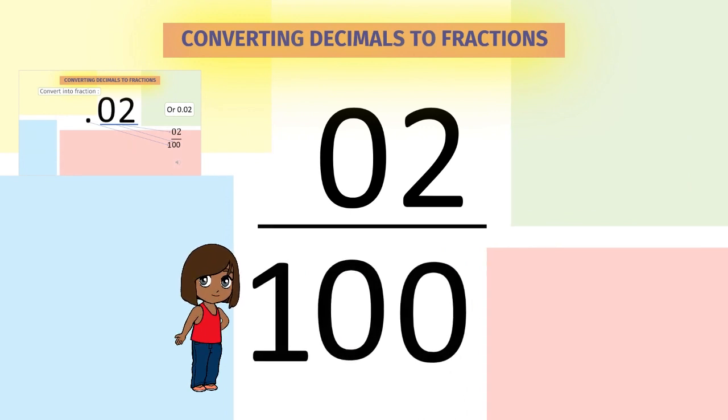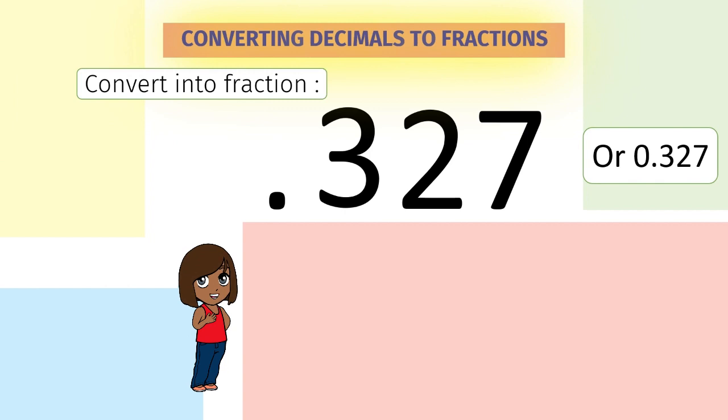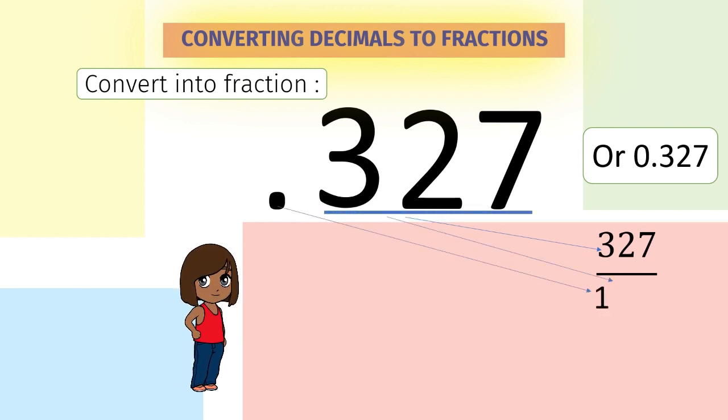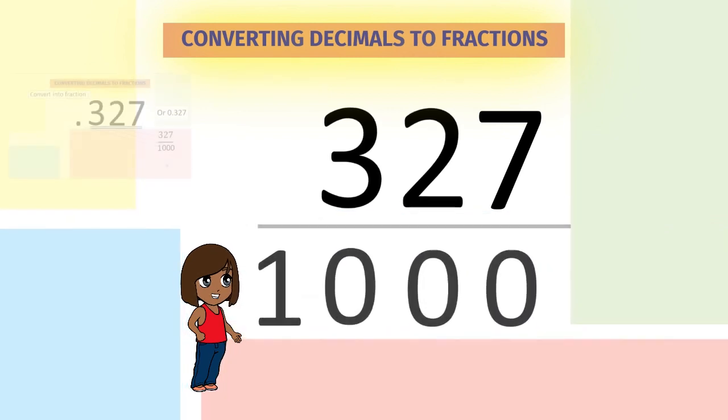Let us take a more complex decimal. 0.327. The principles remain the same. The numerator when converting to a fraction will be the same number with the decimal removed. The denominator will be 1 followed by a number of zeros equal to the number of digits after the decimal. So we have the denominator equal to 1000. The answer is 327 by 1000.